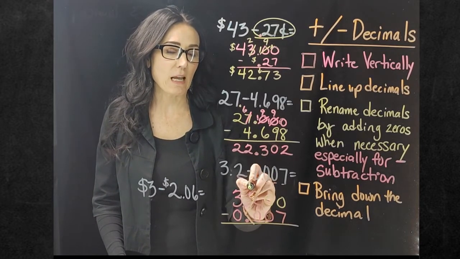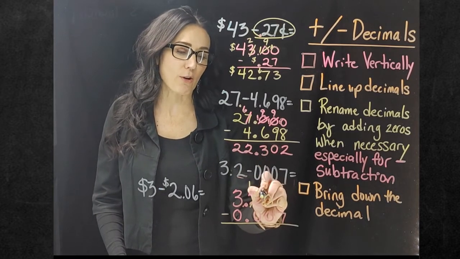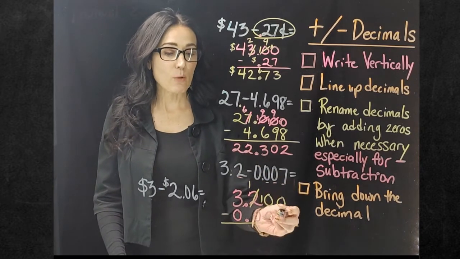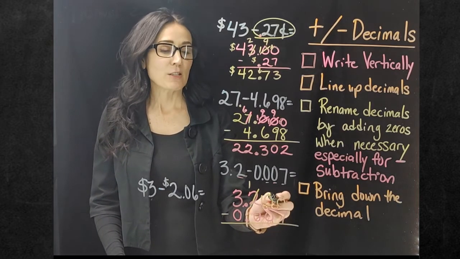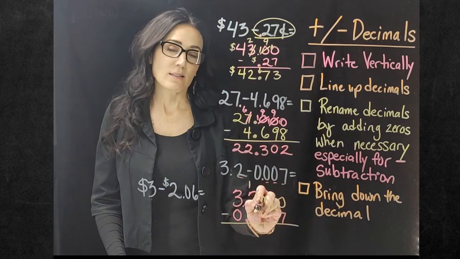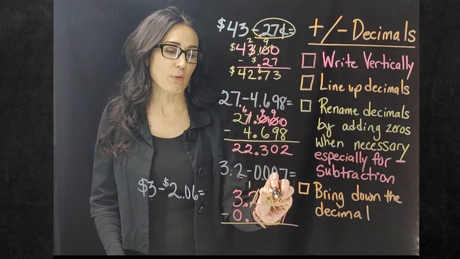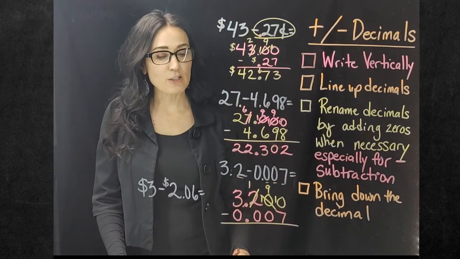It's going to become 1/10. And we bring our other 10th over here. Now we can borrow from this because it's no longer a 0. It's now a 10. So we can borrow from that. And it's going to become a 9. We bring our 1 here. Now we're ready to subtract.